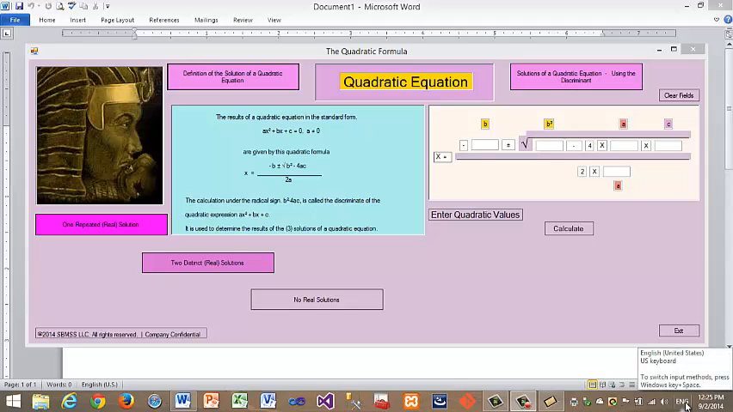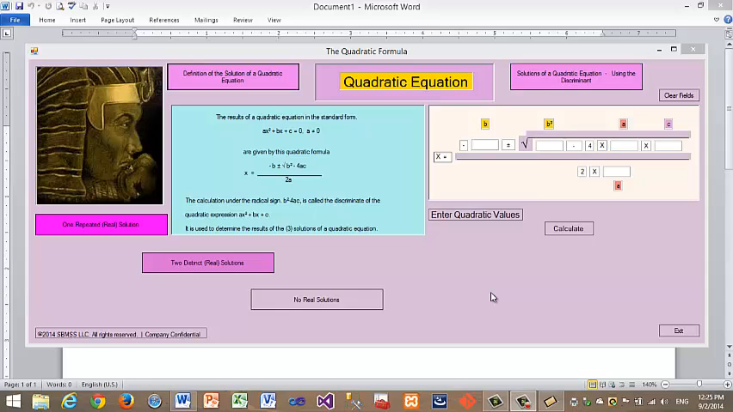Okay, students, instructors, ladies and gentlemen, we're going to talk about the quadratic formula. I've developed this software to calculate the discriminant as well as the various solutions of a quadratic equation within the quadratic formula.